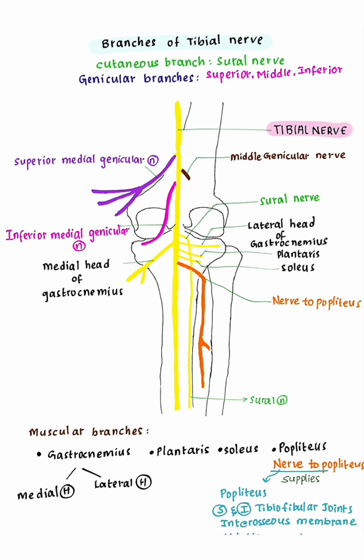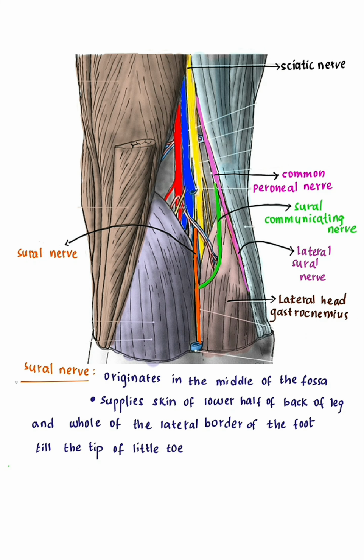Branches of tibial nerve. It gives cutaneous branches, genicular branches, and muscular branches. Cutaneous branch: sural nerve. Sural nerve arises near the middle of the fossa. It supplies skin of lower half of back of leg, and it supplies the whole of the lateral border of the foot till the tip of little toe.